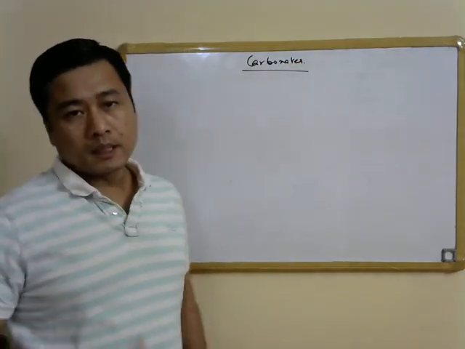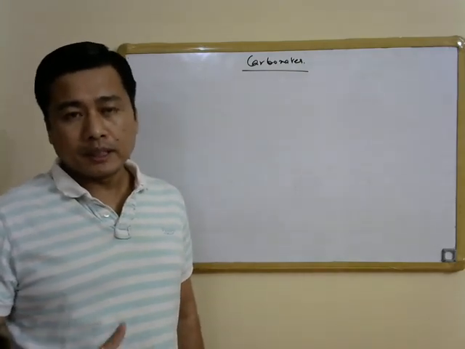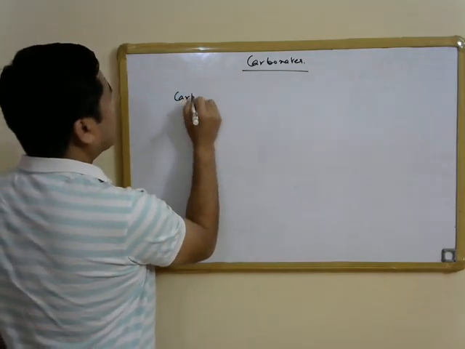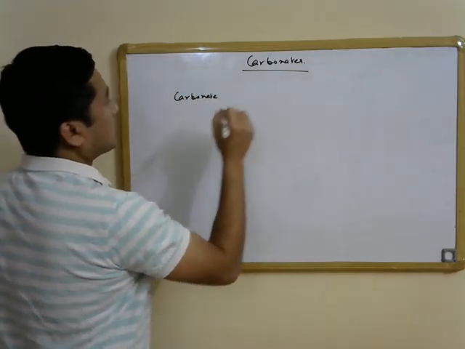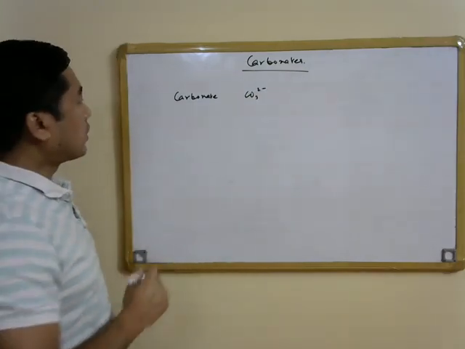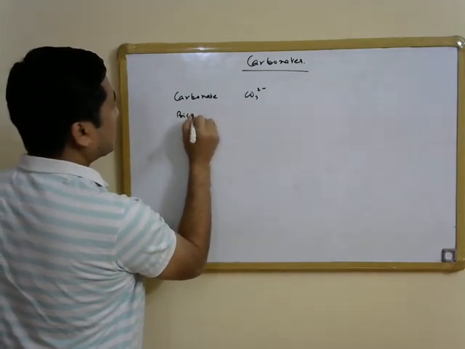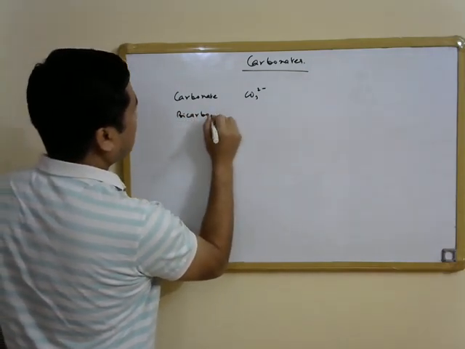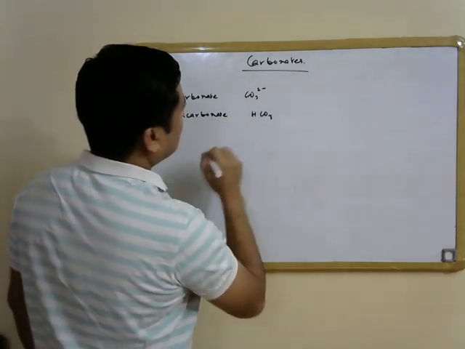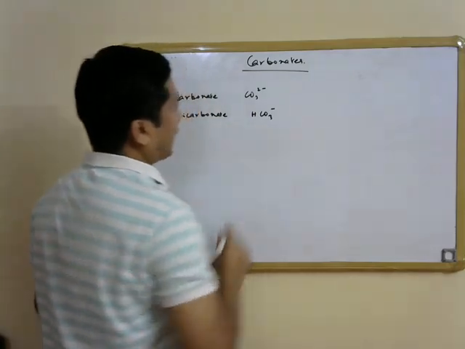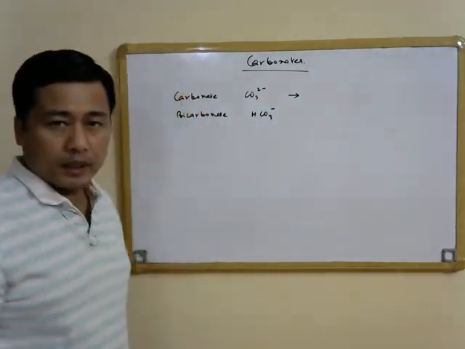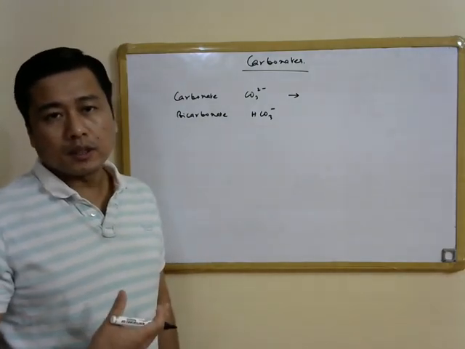The acid, that is carbonic acid, forms two different series of salts. One is carbonate, that is CO3 2 negative ions are present in these salts, and the other one is bicarbonate, that is HCO3 negative.